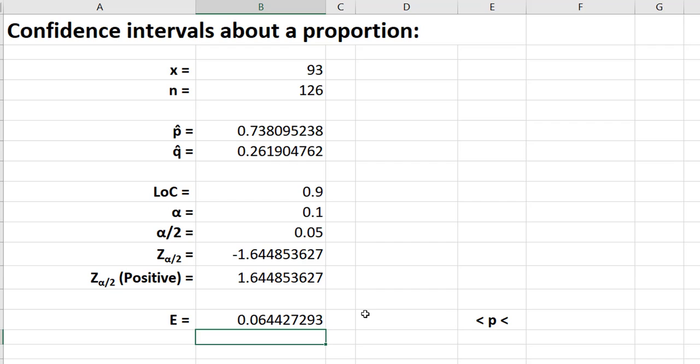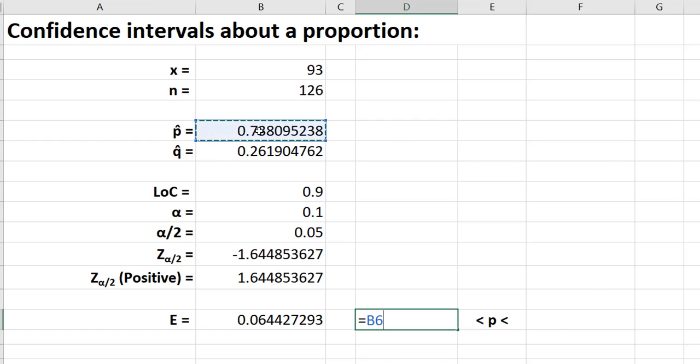Now for the easy part. On the left side, what we do is we take p hat and we just subtract this e value. So equals the cell that contains p hat minus the cell that contains e, and that's on the left side. And as you can see, that's 0.6737. It shows here 0.67366 something, but again, at the 10,000th place, that should be far enough to go. We would round, and in this case, the 6 goes up to a 7.